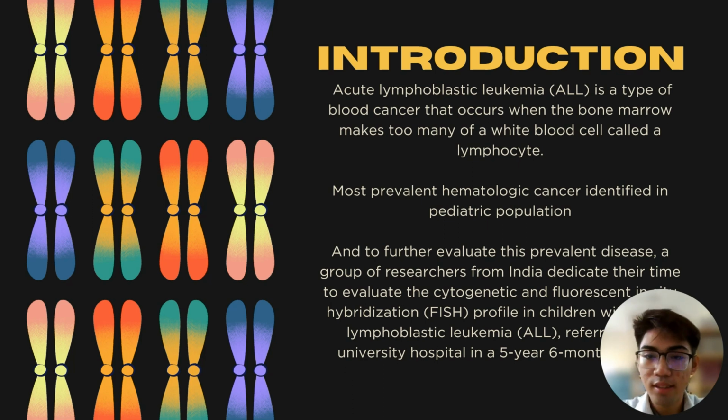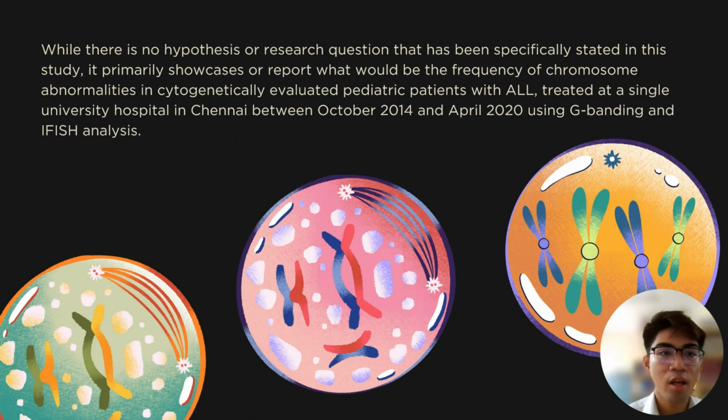And to further evaluate this prevalent disease, a group of researchers from India dedicated their time to evaluate the cytogenetic and fluorescent in situ hybridization profile in children with acute lymphoblastic leukemia referred to a university hospital in a 5 to 6 month duration. While no hypothesis or research question has been specifically stated in the study, it primarily reports the frequency of chromosome abnormalities from pediatric patients with ALL treated at a single university hospital in Chennai between October 2014 and April 2020 using G-banding and IFISH analysis.